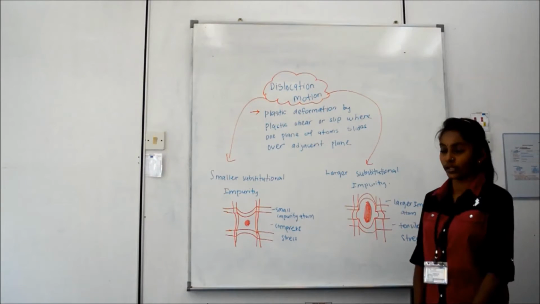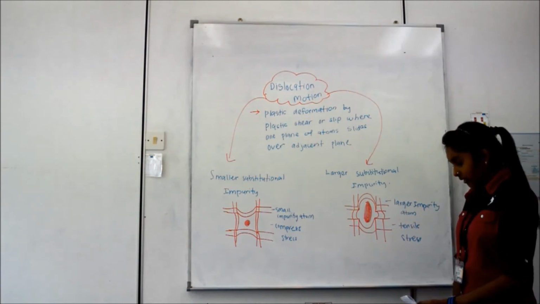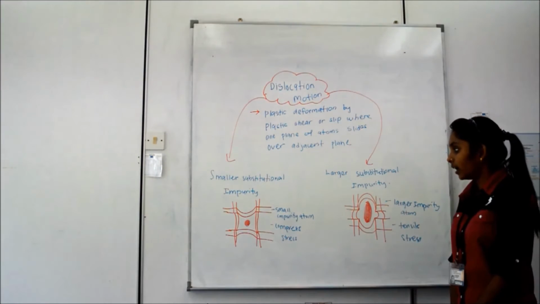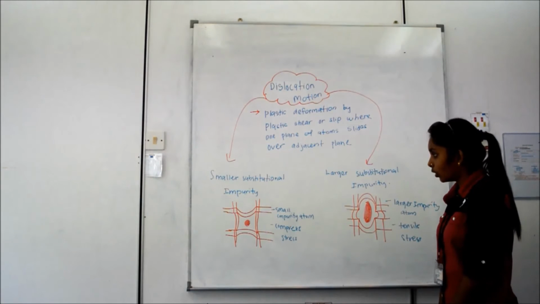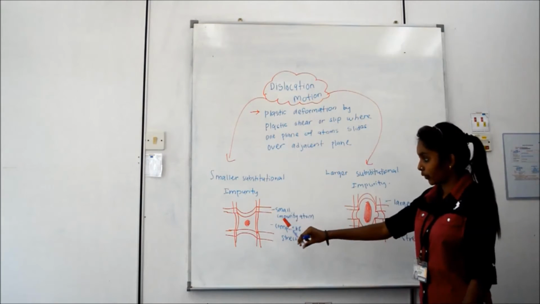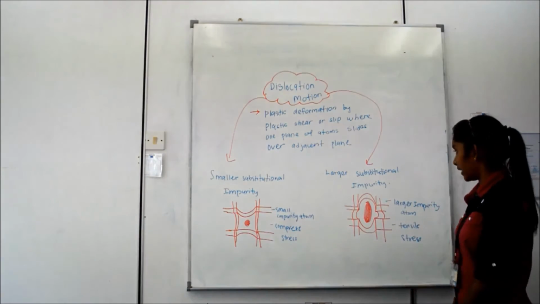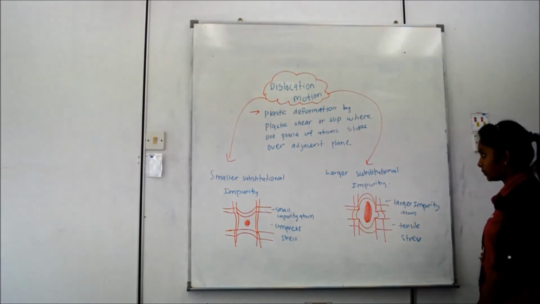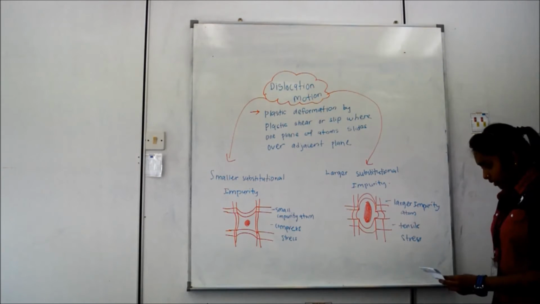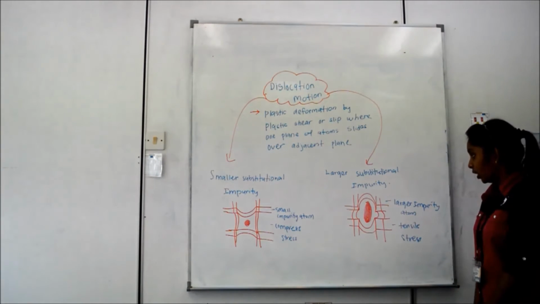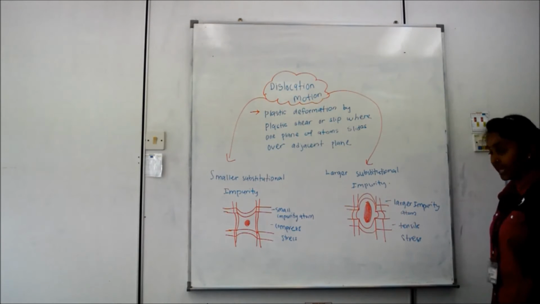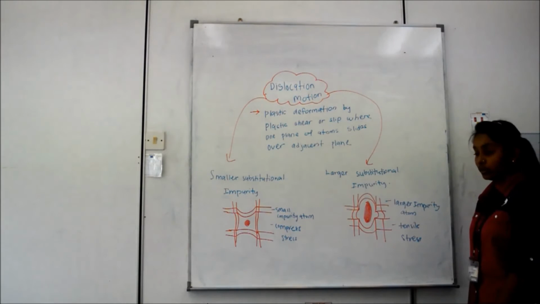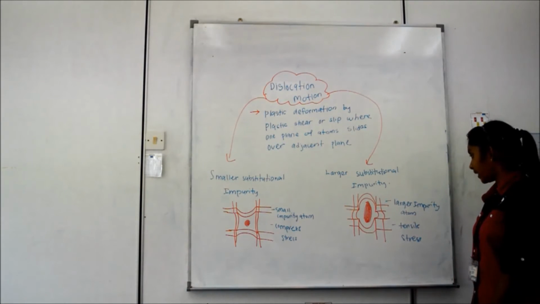Smaller substitutional impurity is when the impurity atom is smaller than the host atom. So here it will produce compressive stress. When we look into the larger substitutional impurity, the impurity atom is larger than the host atom. So this will produce tensile stress.